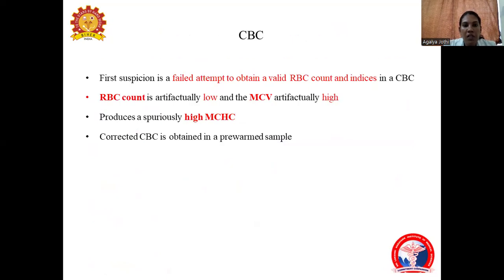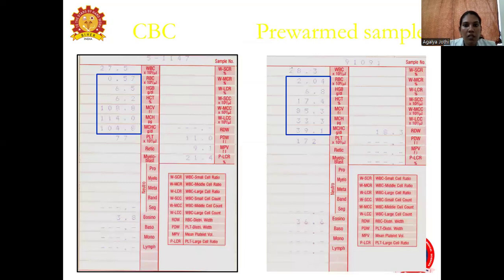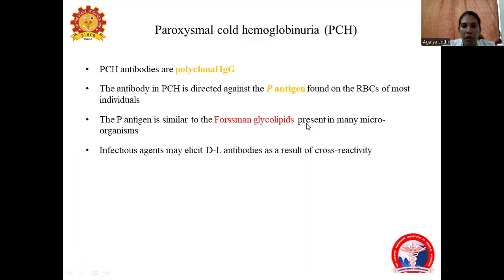So on CBC, the first suspicion is failure to obtain a valid RBC count and indices in a CBC. The RBC count is artifactually low and MCV is artifactually high. It produces a spuriously high MCH value. A corrected CBC is obtained in a pre-warmed sample. Here you can see the differences between the cold agglutination sample and the pre-warmed sample. Hemoglobin is 6.5, and there will be spuriously increased MCV, MCH and MCHC. Now, once it gets pre-warmed, the values are in normal levels.